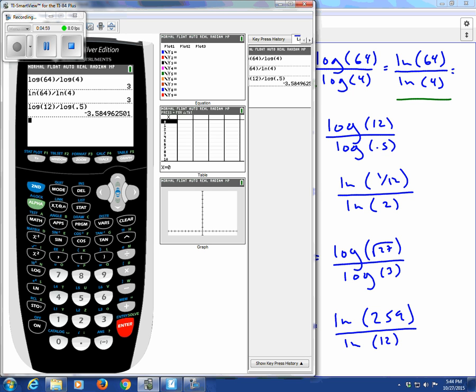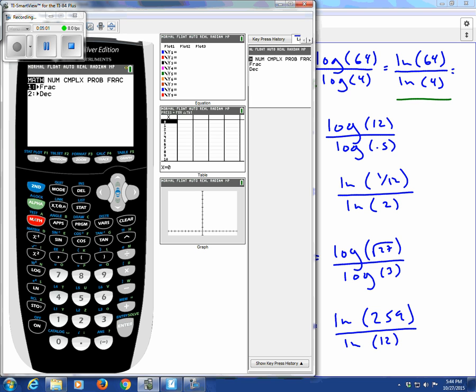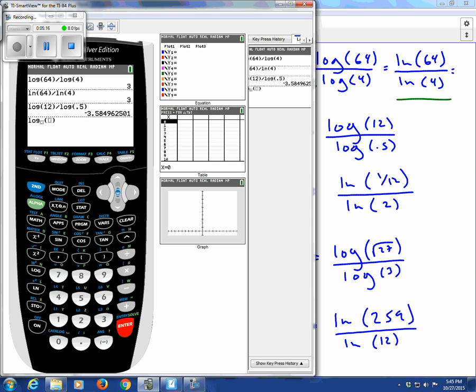If I wanted to evaluate my log base 0.5 of 12 directly, I could go to math, right? On the newer calculators we have this, and right here at the bottom of that list under math, I can see I've got A as log base. So if I press enter there, I can type in any base I want, 0.5, right? And then I can evaluate log base 0.5 of 12, right? And that's going to give me negative 3.584962501.